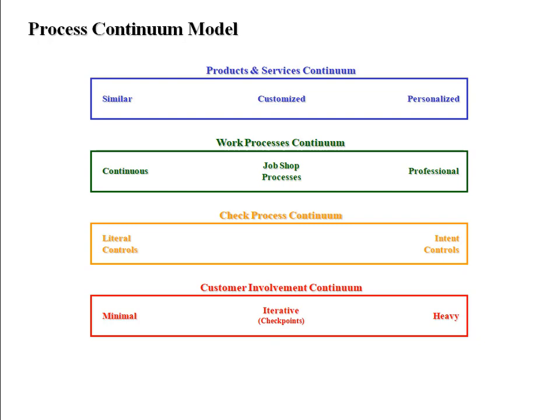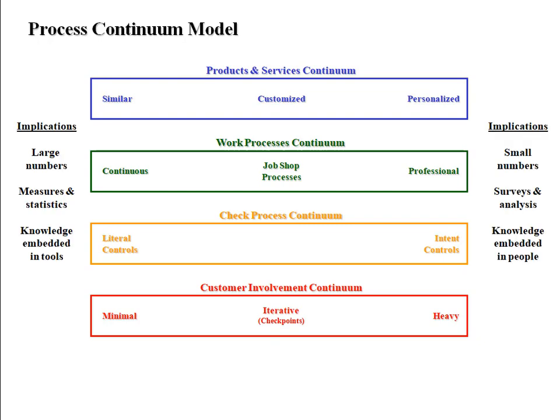So these are the four dimensions that I use to think about a process in an organization. And they really measure a continuum of activities that go on. The implications of the model on the right-hand side are we're dealing with a side of process that deals with very small numbers. You can measure it through survey and analysis, and the knowledge of the process is largely embedded in the people, either the professional performing the service or the customer being heavily involved. But a lot of this stuff goes on inside people's heads. At the other end of the continuum, you have very large numbers. You tend to measure things very directly and use statistics to draw conclusions, and the knowledge of the process and the activities tend to be embedded in the tools.